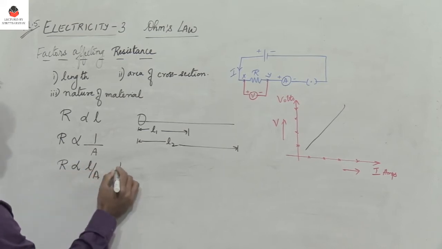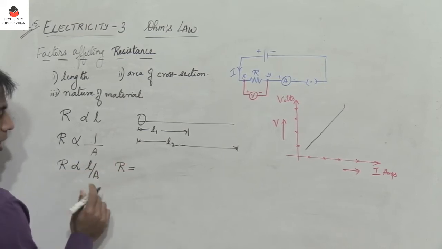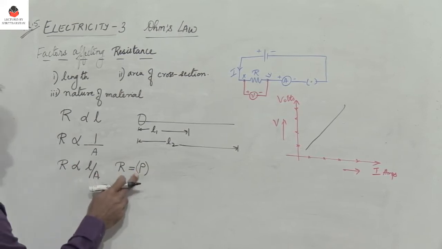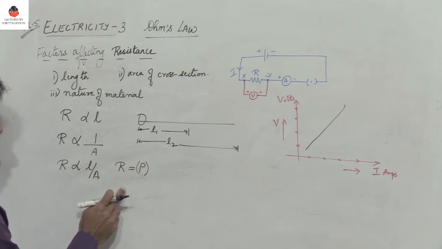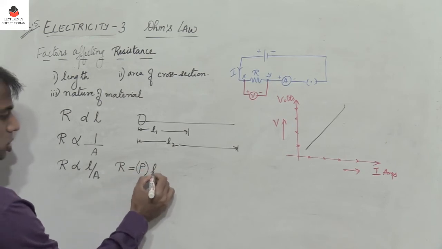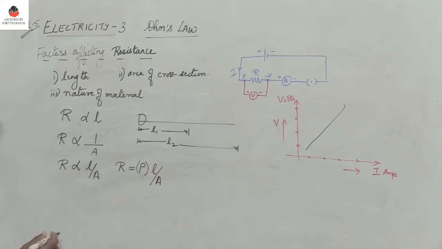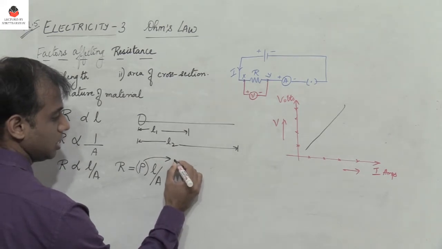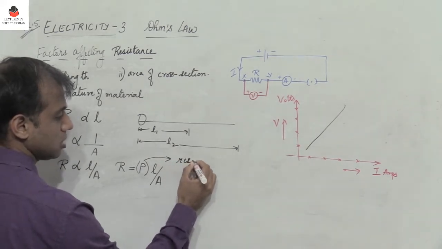So if I remove the proportionality and put an equal to sign, I have a constant. That constant is expressed by using this symbol, which is known as rho, into L by A. Now this rho is referred to as the electrical resistivity of the material. So this is nothing but the electrical resistivity.